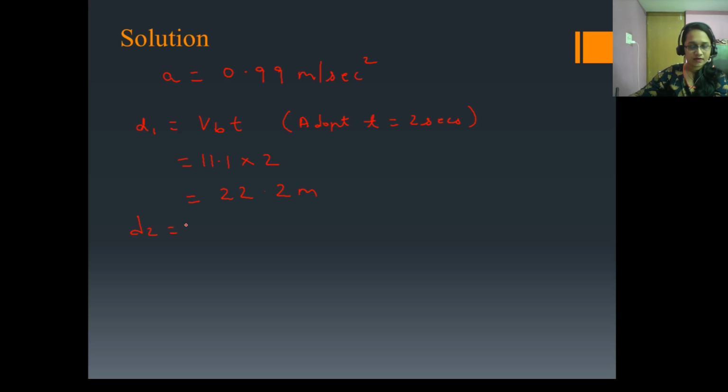Now d2 is VBT plus 2s. Your s is given as 0.7 VB plus 6, which is equal to 0.7 into 11.1 plus 6, which is 13.8 meters.